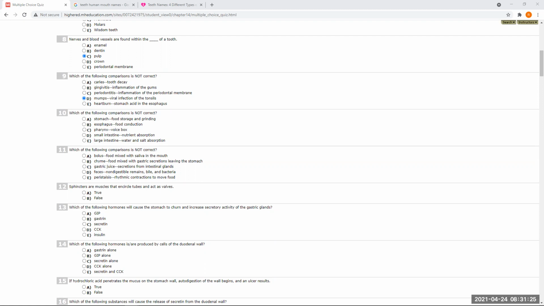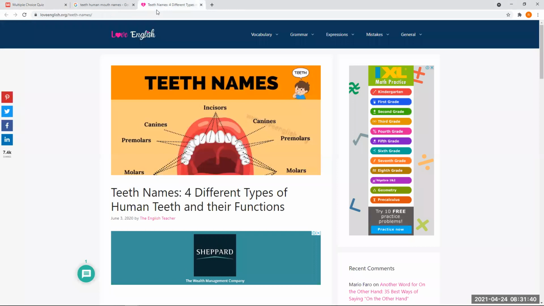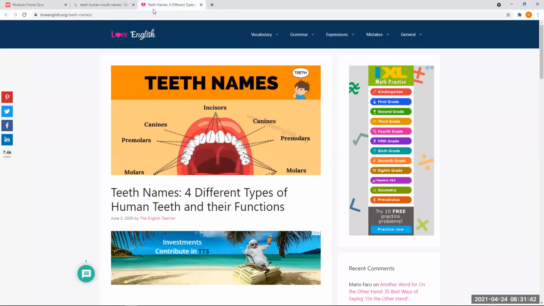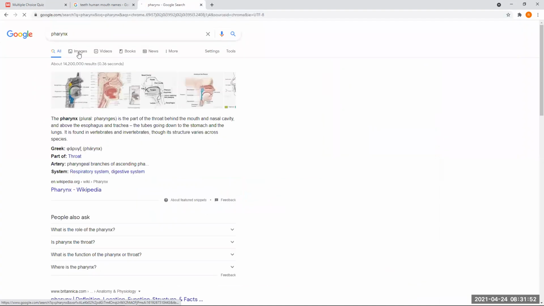Let's go on. Which of the following comparisons is not correct? C. What is your voice box known as? The larynx. Your larynx. What is your pharynx? The pharynx is the area that is inferior to the nasal cavity. So not to get them mixed up, let's have a quick look at the pharynx.